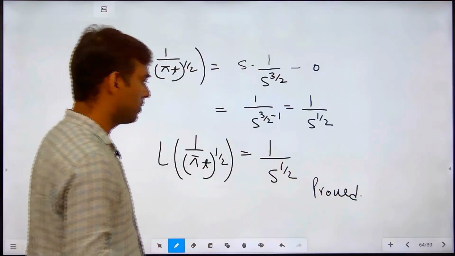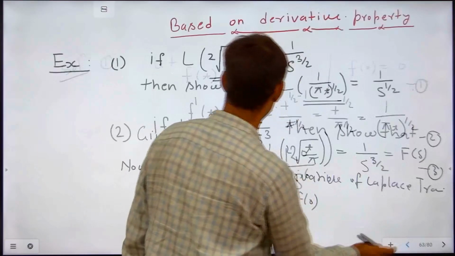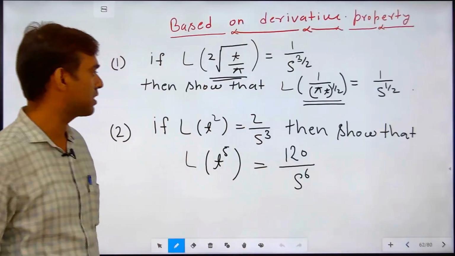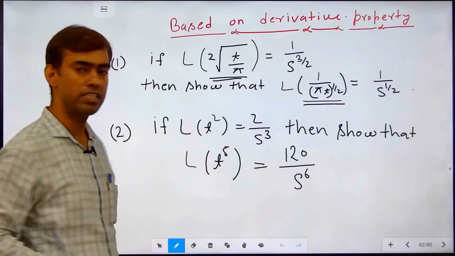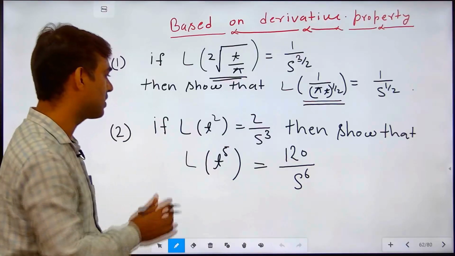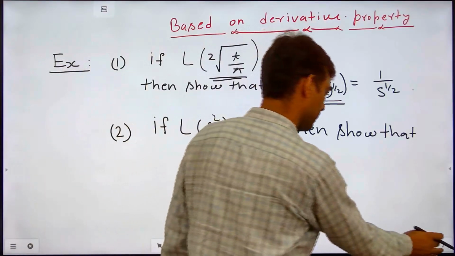Now, in order to solve the second problem, what is the second problem? The second problem is: if we have the Laplace transform for t square, then with the help of this, find the Laplace transform for t to power 5.